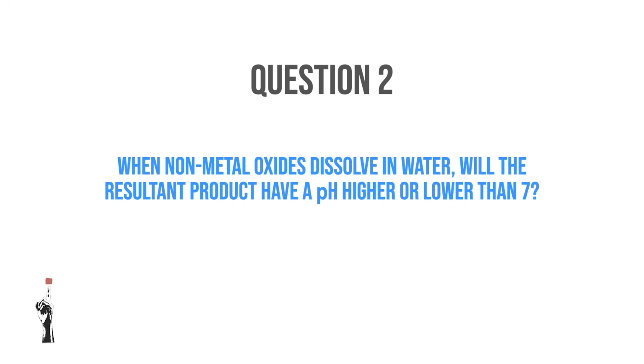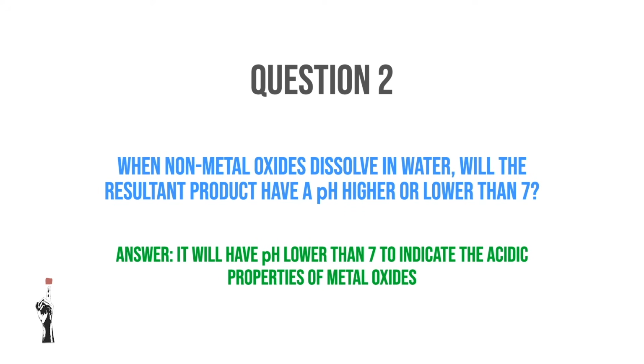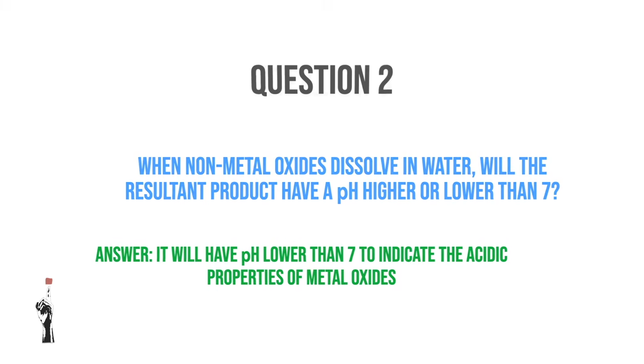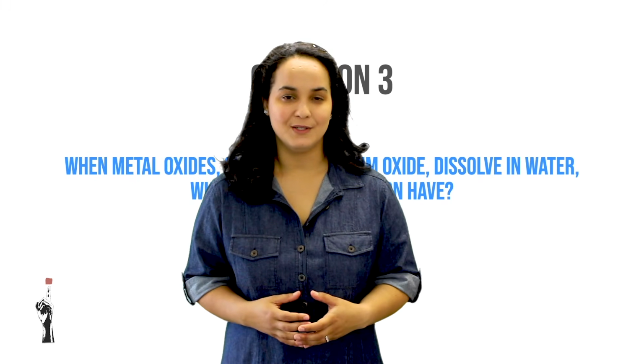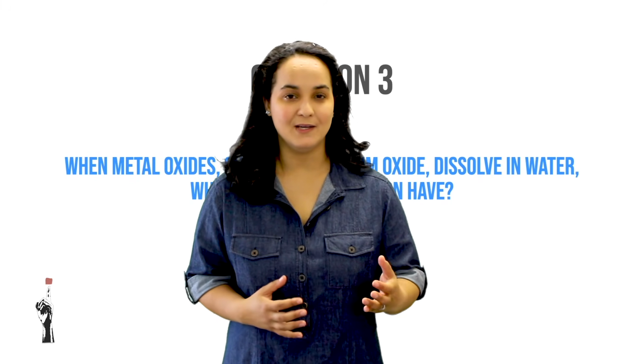When non-metal oxides dissolve in water, will the product have a higher or lower pH than 7? The pH will be lower than 7 because when non-metal oxides dissolve in water, they become acidic. We have now discussed non-metal oxides, but what happens when a metal oxide dissolves in water? Do you think that the pH of the water will be higher or lower than 7?